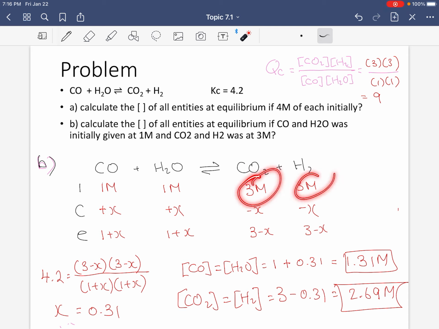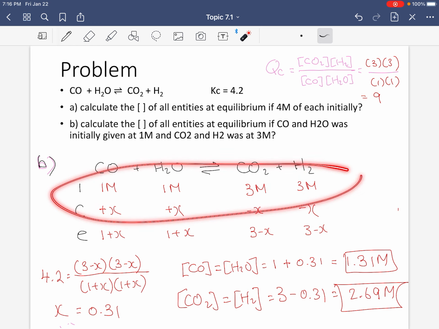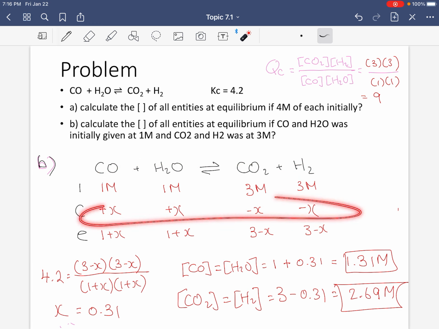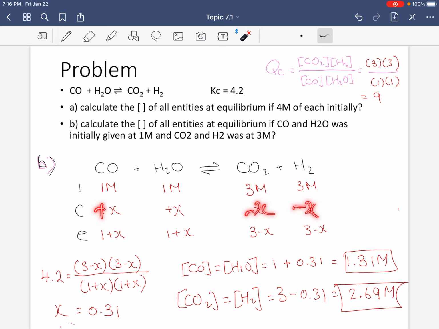So make sure you keep that in mind, that if they give you some sort of concentration for product, you know that these are not zero. If these are not zero, it doesn't necessarily mean these are going to be negative x. As you can see in this situation, no, the roles are reversed. These are going to be negative x, and these are going to be plus x, because you need to find out which direction your equilibrium is pointing to.